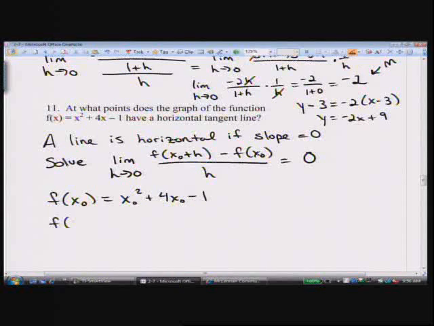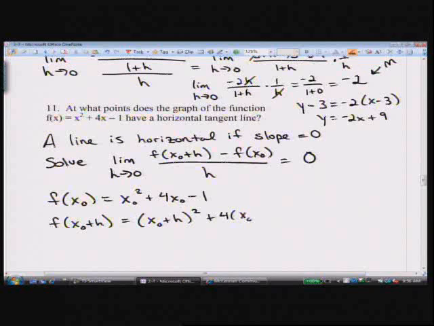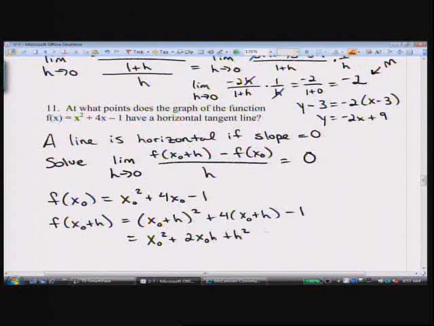We have f of x naught plus h. It will be x naught plus h squared plus 4 times x naught plus h minus 1. So this will clean up as x naught squared plus 2x naught h plus h squared plus 4x naught plus 4h minus 1. Y'all okay? Are you scared?